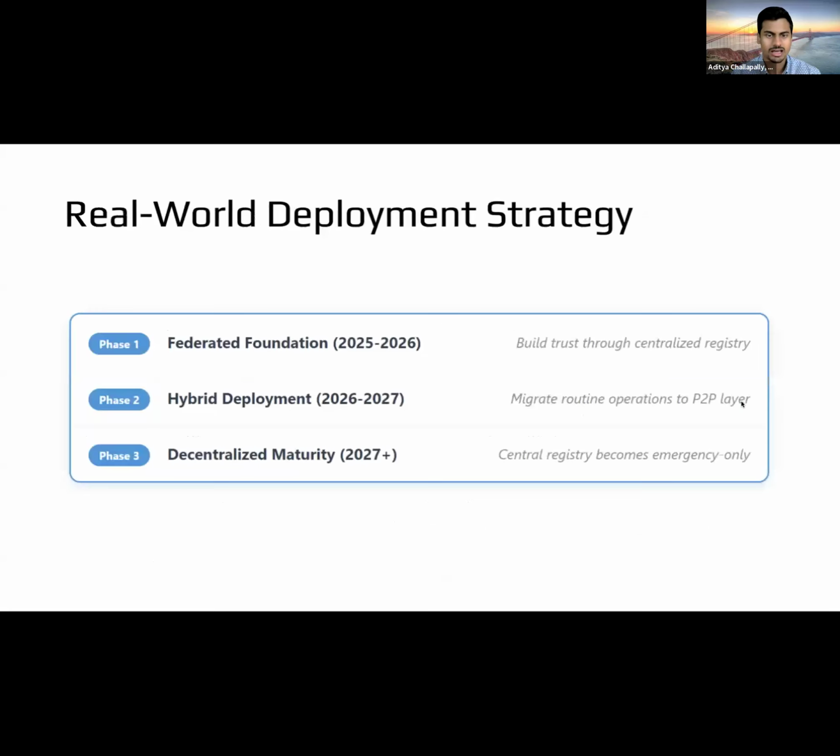And the next slide, and then the last slide is how we're going to roll this out specifically for Edge AI, where we'll start with a foundation that builds trust through a centralized registry like Nanda, and slowly, within the Nanda framework, do a hybrid deployment via P2P layers or delegating to certain local registries. And then in phase 3, you have a completely decentralized registry, and Nanda and the main central registry becomes emergency only. Wonderful. That's it.